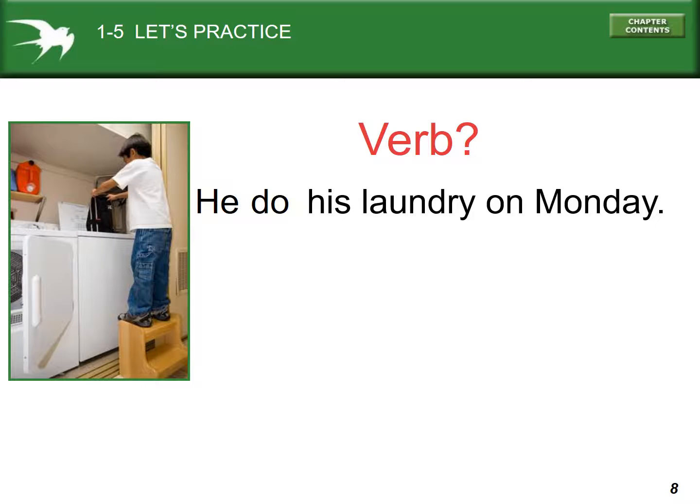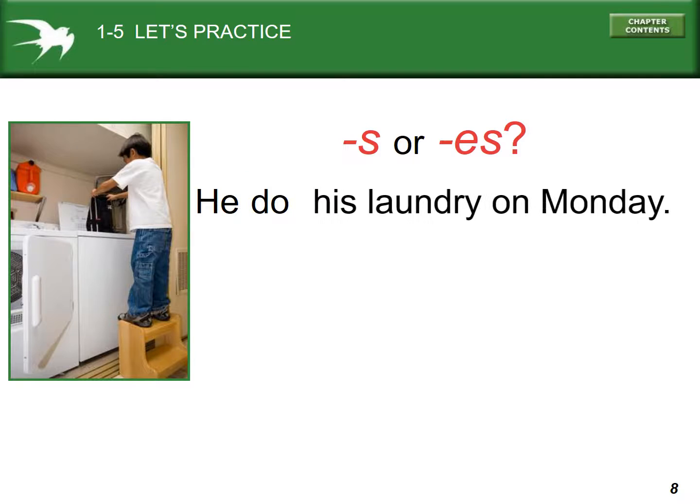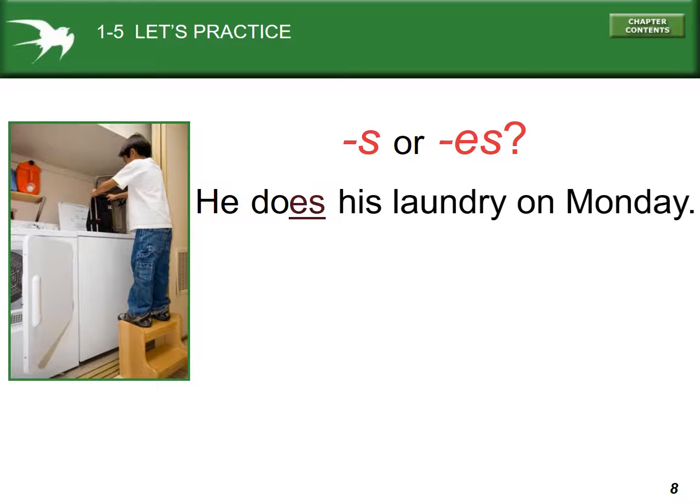Now, what's the verb in this one? He do his laundry on Monday. Small little boy doing his laundry. Very impressive. So, the verb is do. And for this one, we remember this was an irregular verb, so it becomes does with ES.